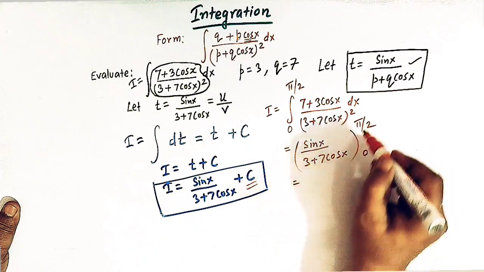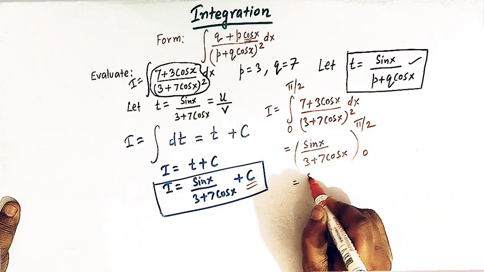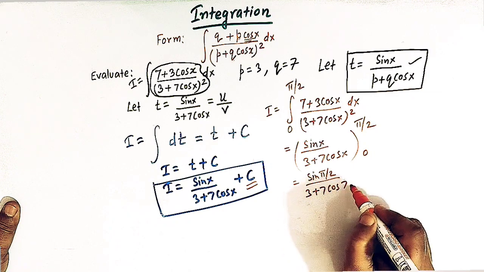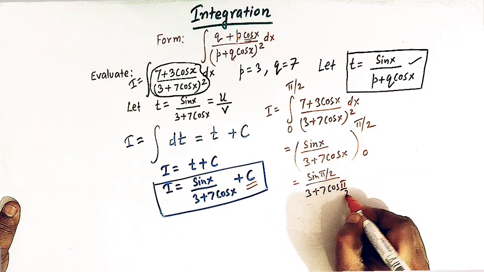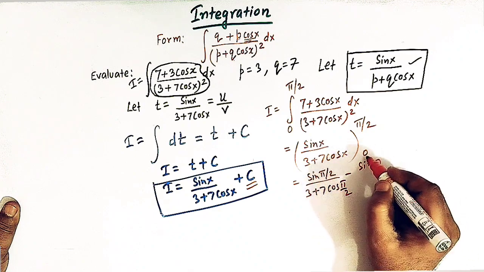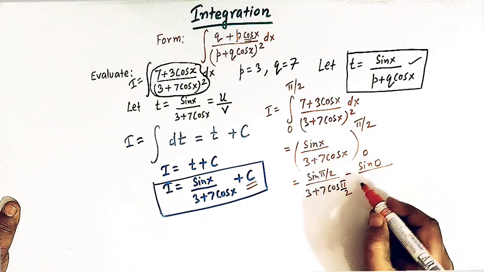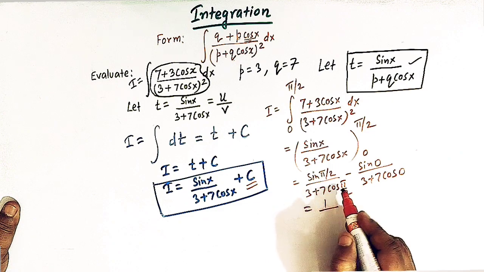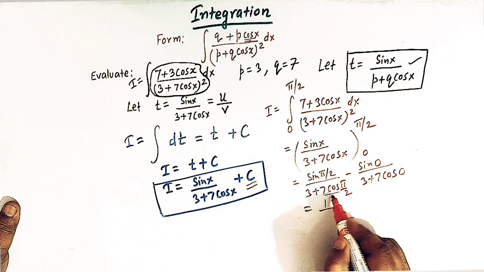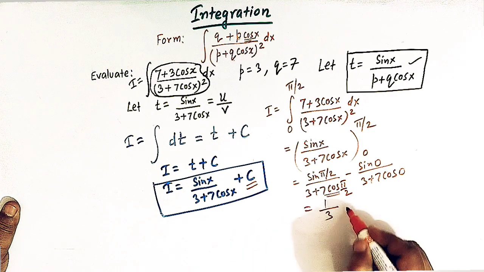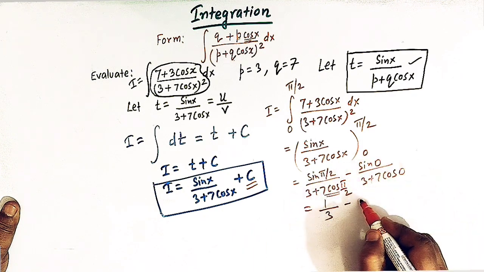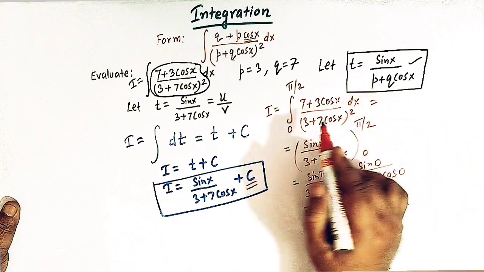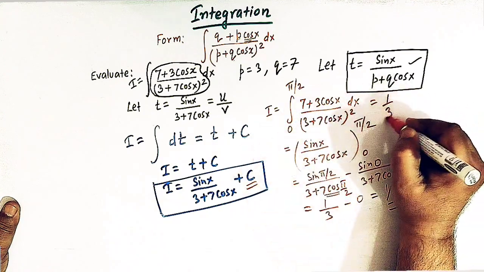So we'll simply write sine x over (3 plus 7 cos x), and the limits are from 0 to pi by 2. So when we take pi by 2, we have sine pi by 2 over (3 plus 7 cos pi by 2), and then minus the lower limit, sine 0 over (3 plus 7 cos 0). Sine pi by 2 is 1 and cos pi by 2 is 0, so this term goes to 0 and we have simply 3 in the denominator. Here sine 0 is 0, so this entire term disappears. So we have simply 1 over 3. So the value of this integral is 1 over 3.